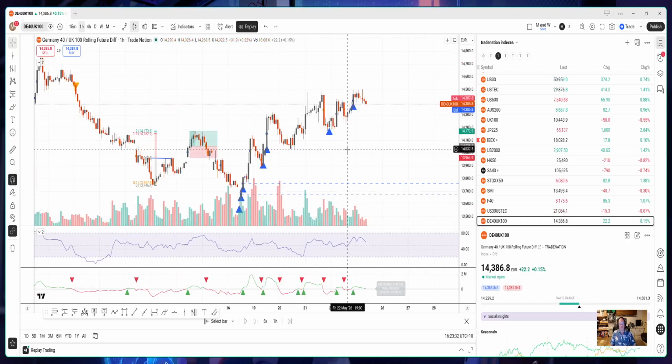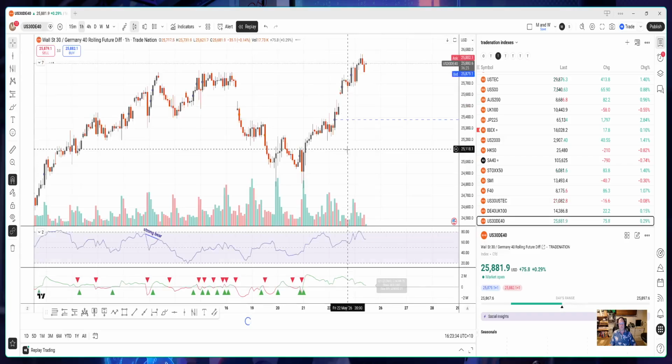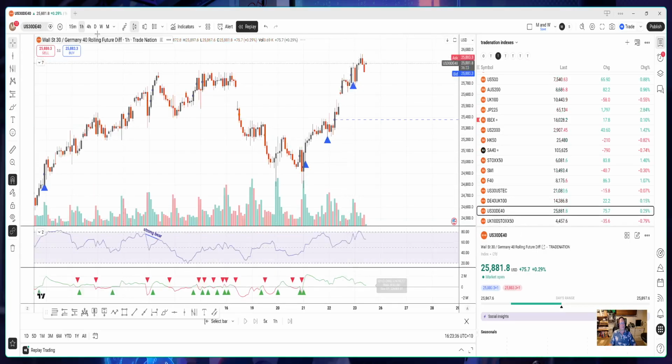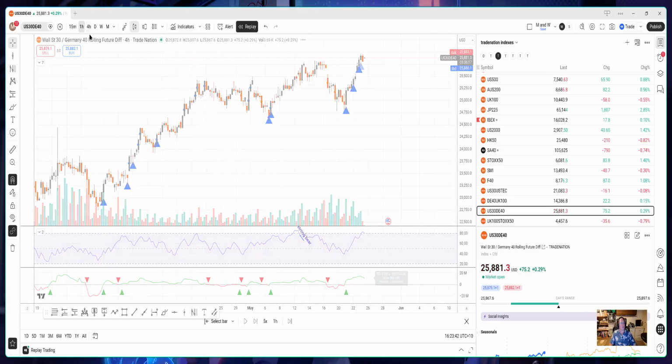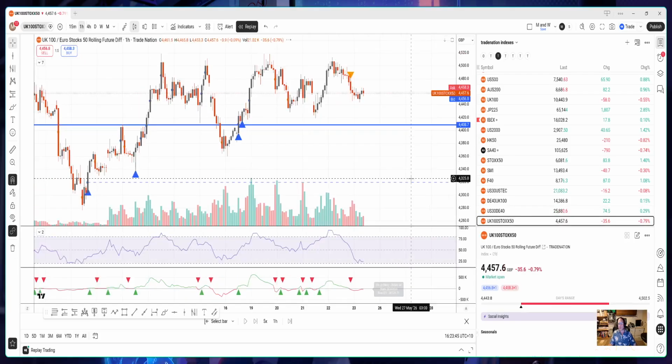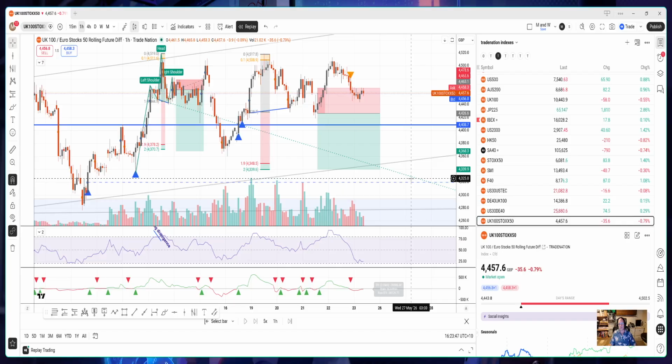Deutsche, Germany. Don't see any pattern there. Oh, that could be a 15-minute look. Shoulder, head. Have to see what happens tonight. I need to go PP. We'll get through them all first. This is the 100 stocks. UK 100, Euro Stoxx 50, rolling future diff.